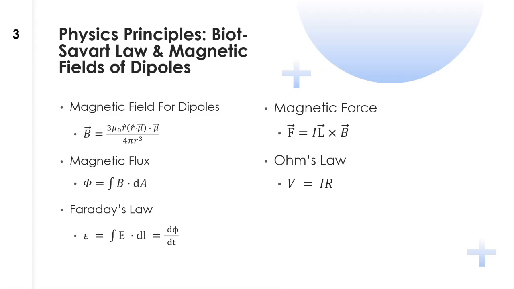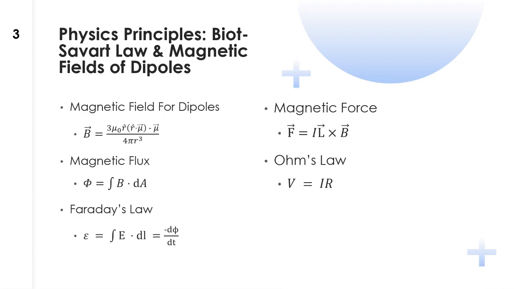So the physics principles for this lab, first, the magnetic field for dipoles. Derived from the Biot-Savart law, we can see this formula is the magnetic field for a dipole on or off axis, where mu represents the dipole moment of the bar magnet. For magnetic flux, it is the integral of B dot n hat dA, where n hat is the unit normal vector and dA is the change in area.